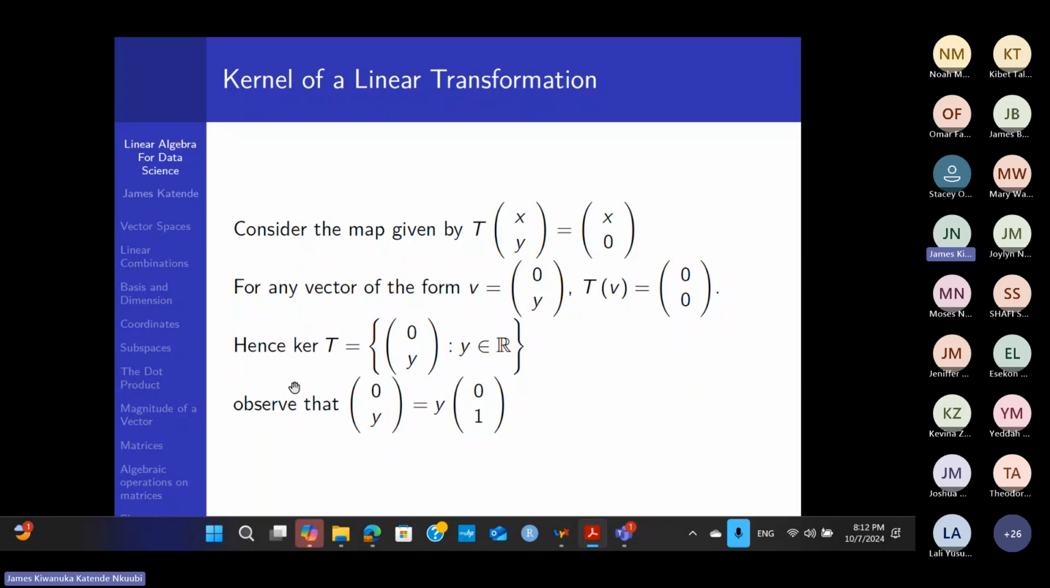So the kernel of this map is a set. In this case, it's just the y-axis. Since we're in a 2-dimensional space, the whole of the y-axis will be sent to 0 under this map.